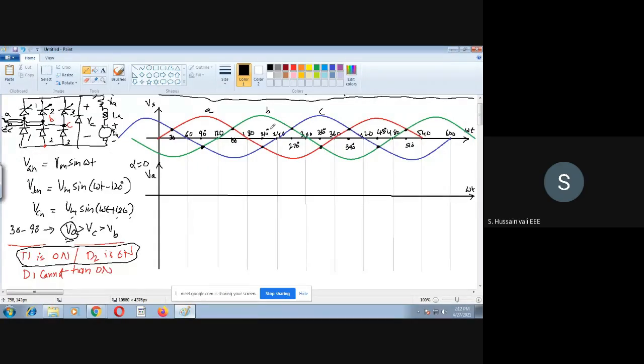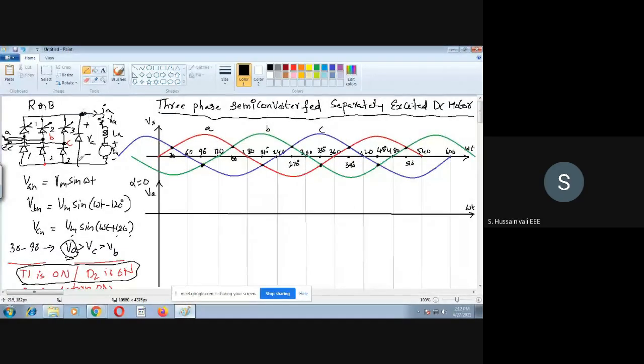If T1, D2 is on, it means T1 has a potential A, whereas D2 has a potential B. Then the voltage across the load will be A minus B, that is VAB. In that case, between 30 to 90, I will draw here 30 to 90 exactly.